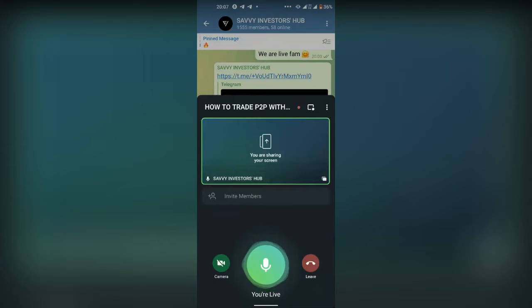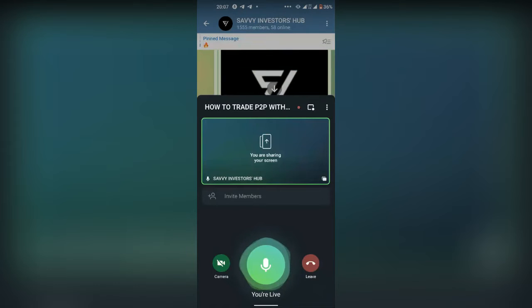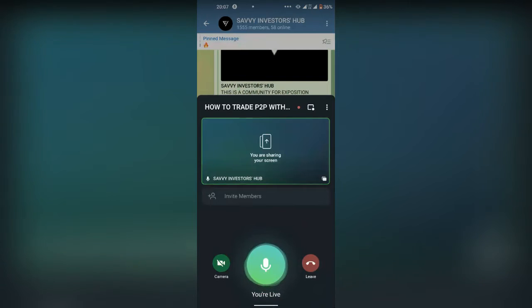So also with P2P trading, when you trade on the Binance P2P, you're going to expose yourself to leveraging a whole lot of liquidity, a whole lot of market participants, and every possible opportunity in the markets, right?